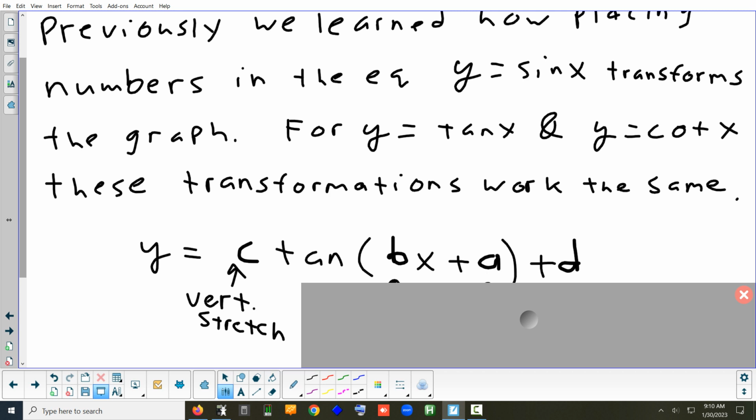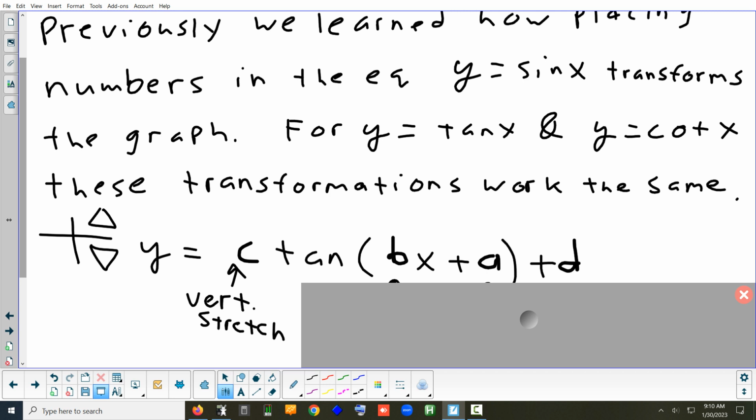And what happens if C is negative? What would that cause your graph to do? If it was negative 5, it would be a vertical stretch by a factor of 5, but then the negative would flip it. Which way would it flip it? A reflection over the x-axis, yes, which is vertical. So C would do something like this. That's a vertical reflection.